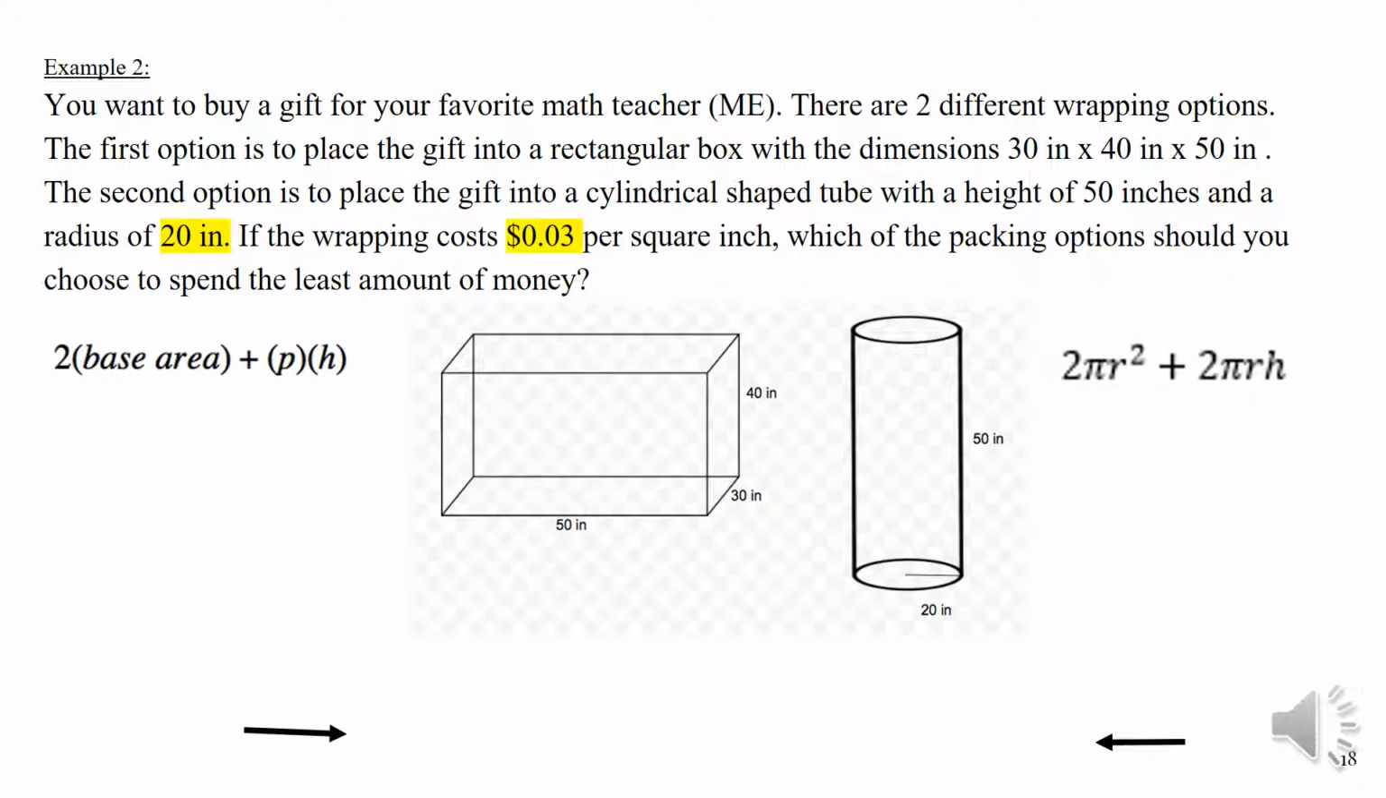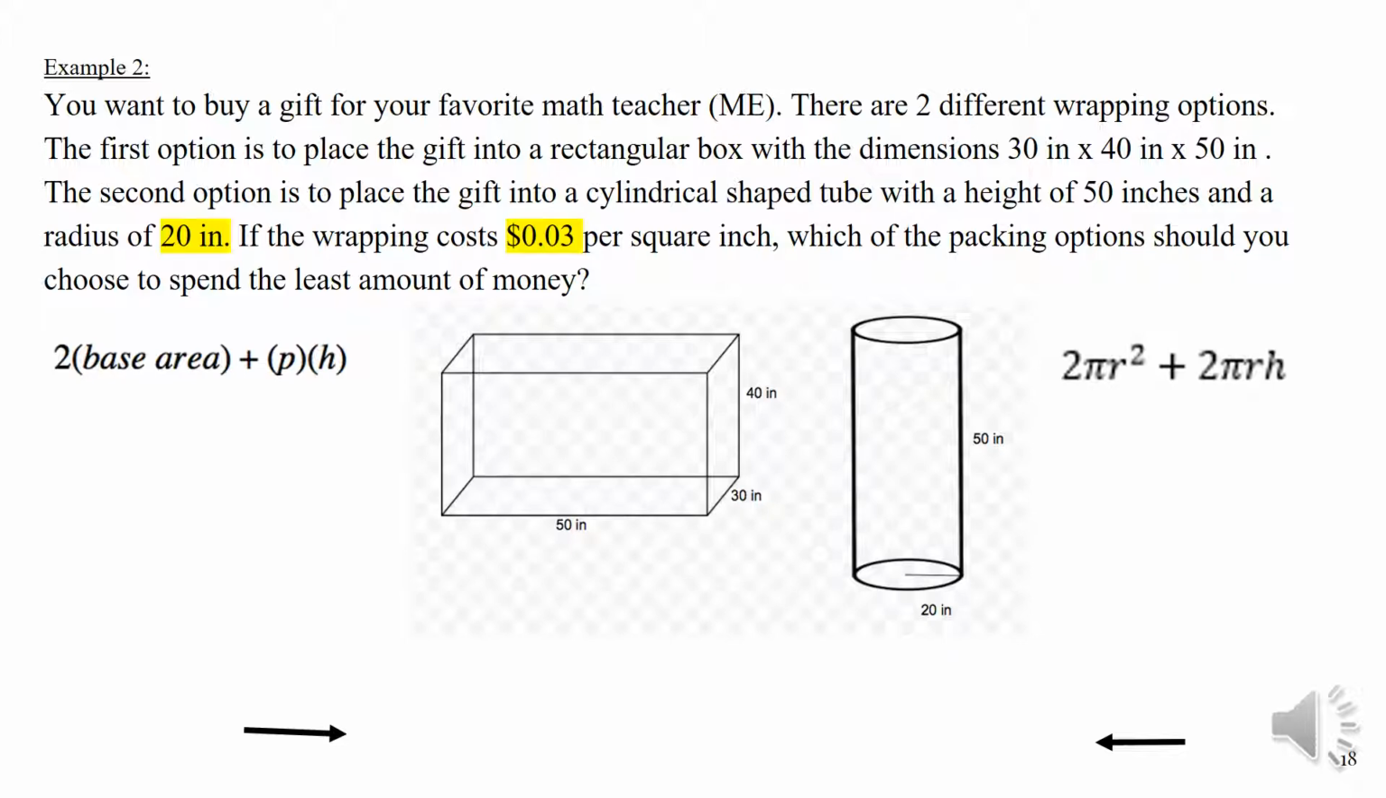If you're thinking surface area, you are on the right track. So I've gone ahead and put the surface area equations on there for us. We've got 2 times the base area plus the perimeter times the height.